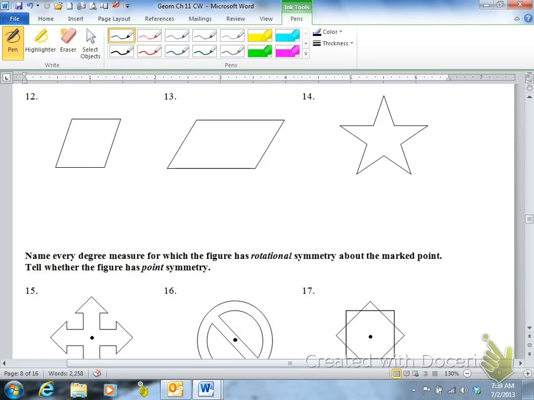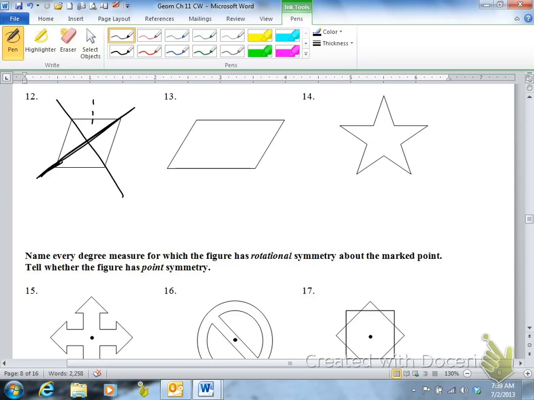Now the next one looks kind of like a rhombus. So hopefully you got this line of symmetry, and you also noticed this line of symmetry. The question would be, are there any other lines of symmetry? It appears that those are the only ones. If you try to go through the center like this, it doesn't look like it's going to map perfectly.